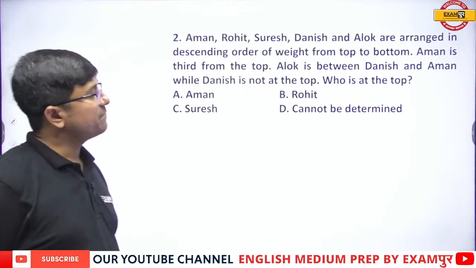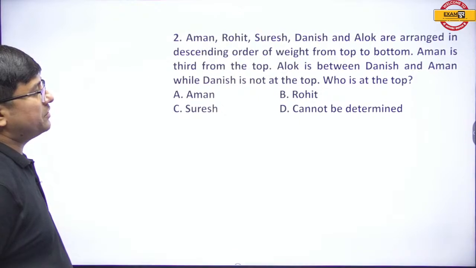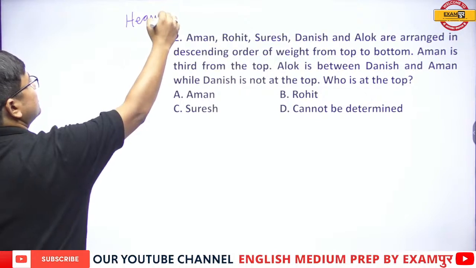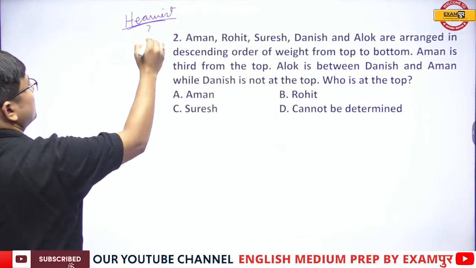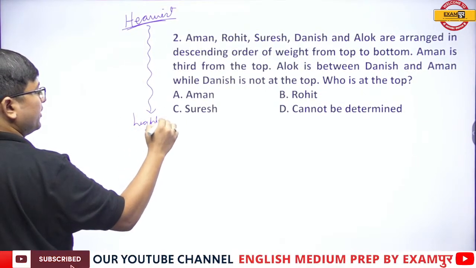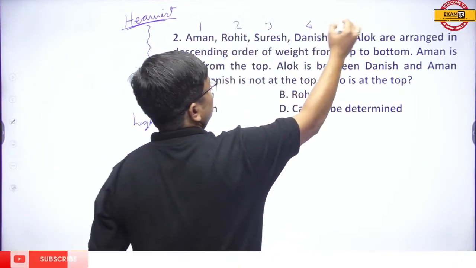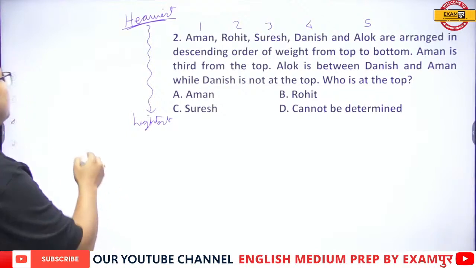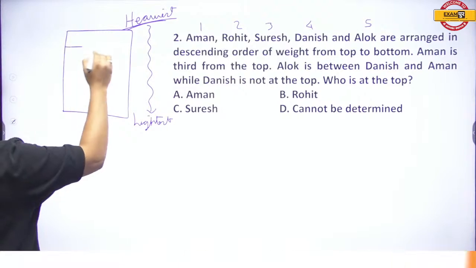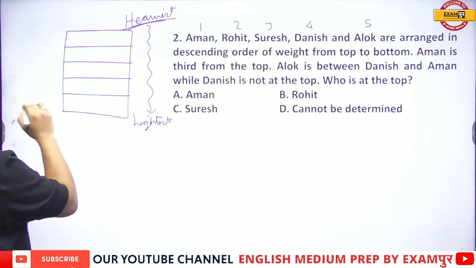Okay. Now, Aman, Rohit, Suresh, Danish and Alok are arranged in descending order of the weight from top to bottom. Descending order of the weight from top to bottom means the heaviest person is at the top and the person who is the lightest in weight is at the bottom. Okay, fine. And how many people are there? 1, 2, 3, 4 and 5. So 5 people are there.